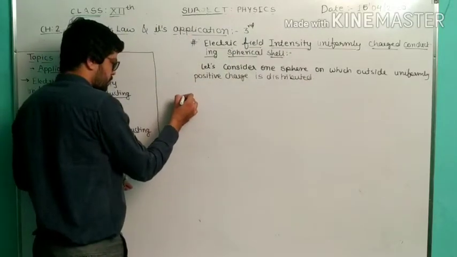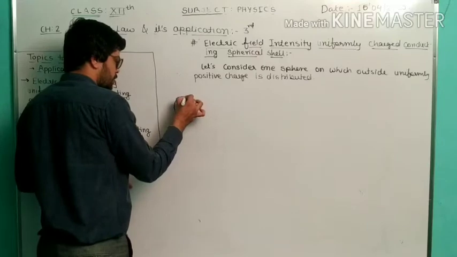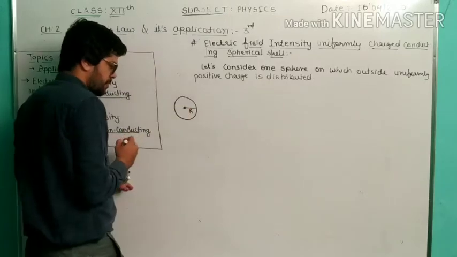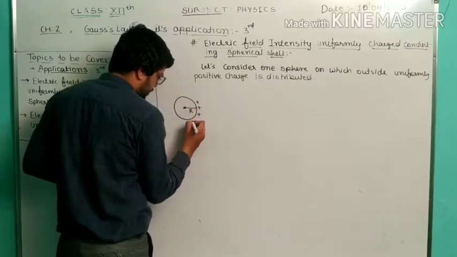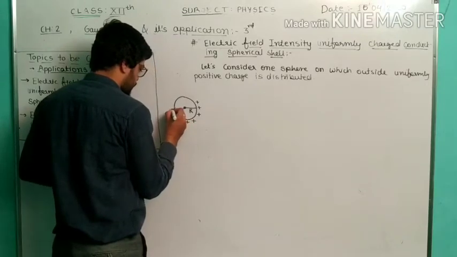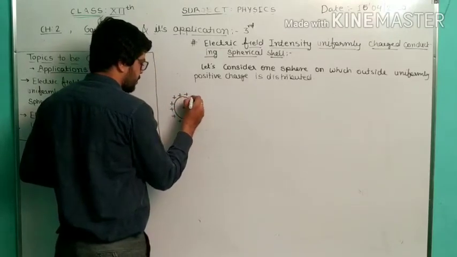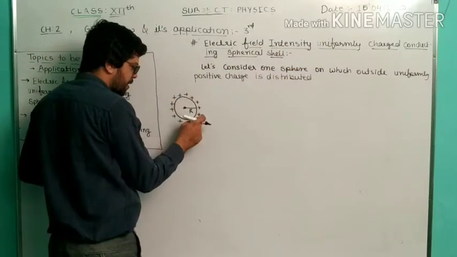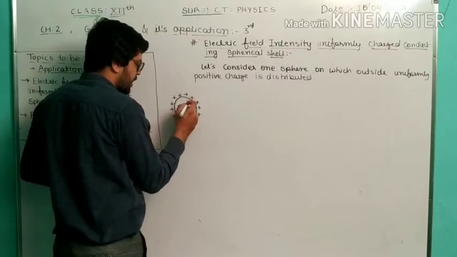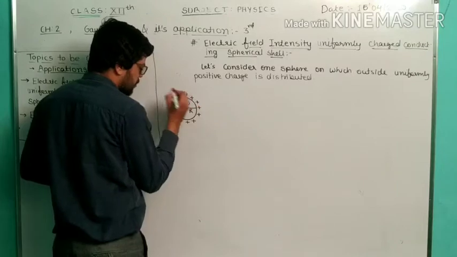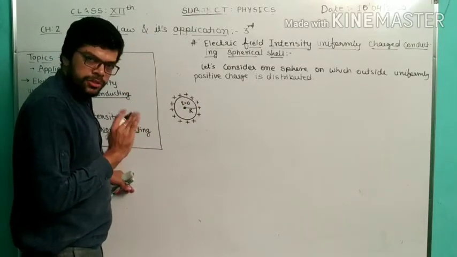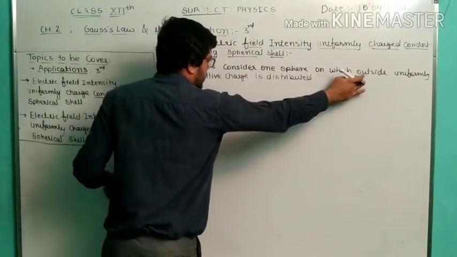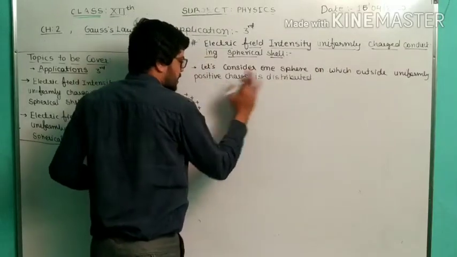You can see the diagram here. This is your sphere, the original sphere, consisting of radius R. Outside, the charge is distributed. This is conducting, and conducting means the charge is either outside or inside. In our syllabus, the topic is outside, so inside the charge is 0. I hope you understood that. So we consider one sphere on which, outside, positive charge is uniformly distributed.